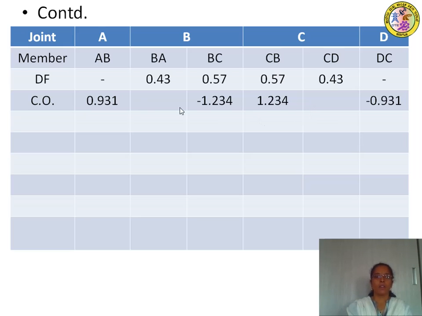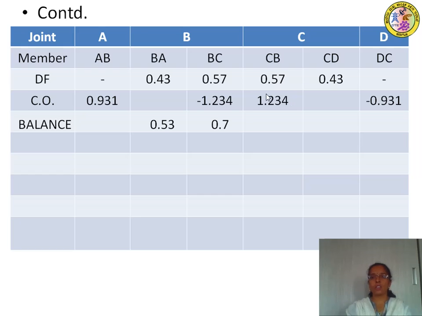Okay. So again, joint B is imbalanced by minus 1.234. Therefore, the next step is to balance joint B and joint C. So imbalancing moment at joint B is minus 1.234. Therefore, balancing moment will be plus 1.234. So 1.234 into 0.43 will be equal to 0.53, and 1.234 into 0.57 will be equal to 0.7.